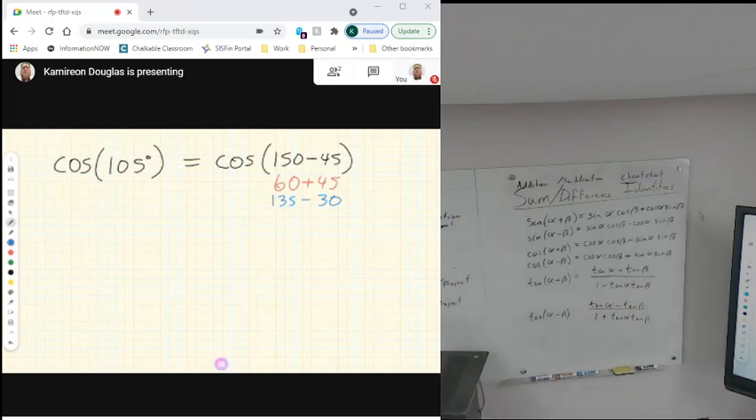Again, eventually, by next week, I want that unit circle off the table. I want you to do these without the unit circle. You did it once before, but do it again.